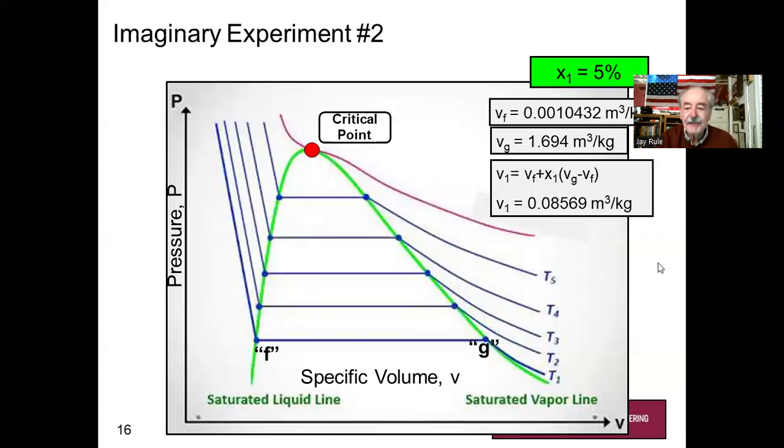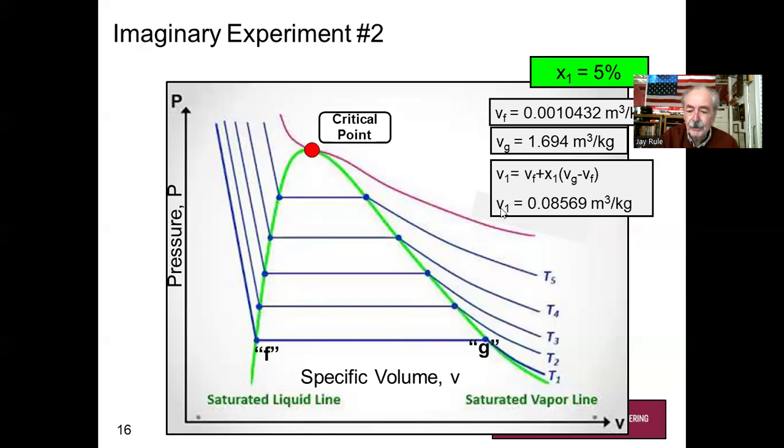Let's say X is 5%. So now we're going to do experiment number 2. Forget about what you just did. We're going to say X1 is 5%. Well, it's going to be further to the right, isn't it? Okay, a little closer to G. It's not going to be right on the G area, because X would be 0.9 or so if it was here. So it's going to be to the right. Okay, let's do the math.